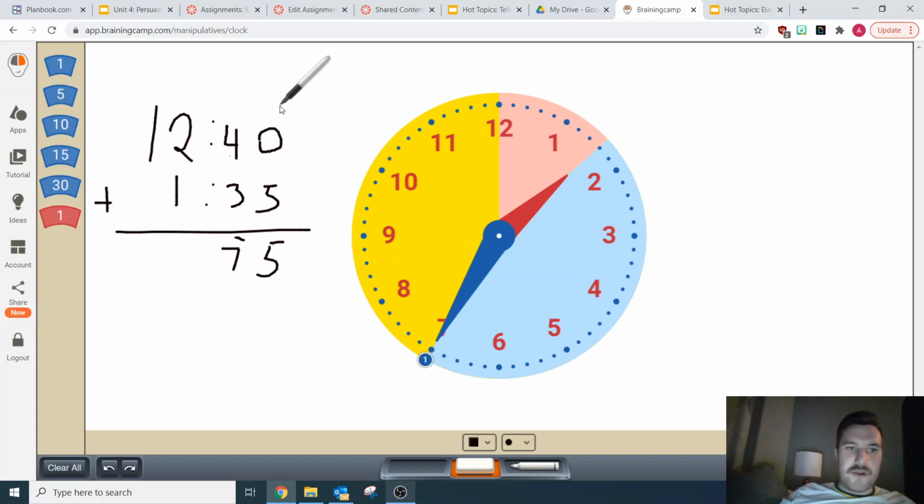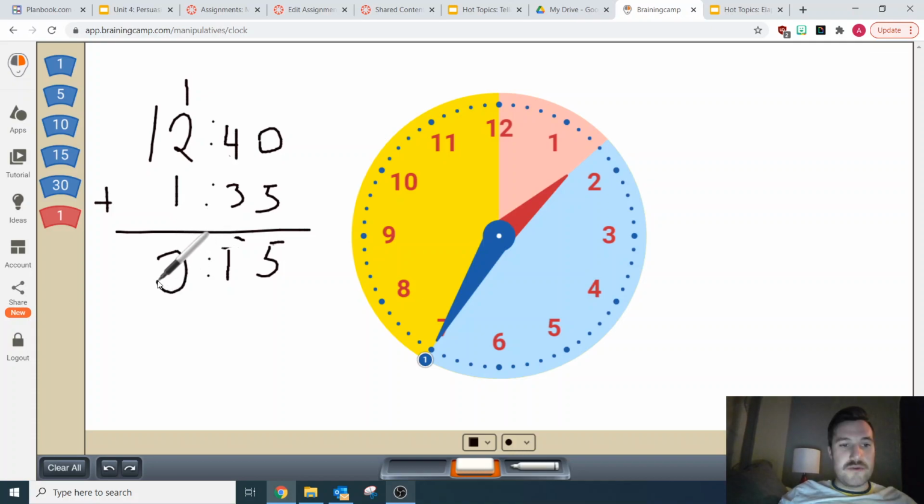So we have to regroup. There's 60 minutes in 1 hour, so 70 minus 60 is 10, so that leaves us with 10 minutes and 1 hour. So we need to regroup there. Now 1 hour plus 12 plus 1, so 2 hours plus 12, so 2 hours after 12, 1 o'clock, 2 o'clock. So that's going to be 2:15. So we can only have 60 minutes in 1 hour.